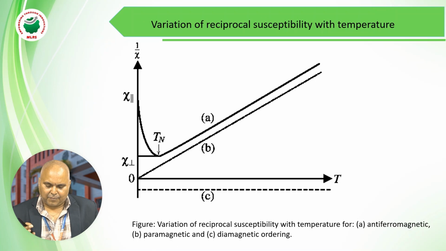That is antiferromagnetic, paramagnetic and diamagnetic. Whereas in ferromagnetic, it will be a higher value, so we cannot keep all together in one picture.